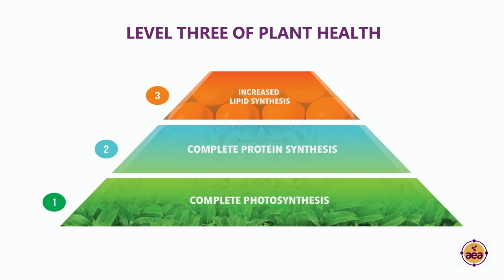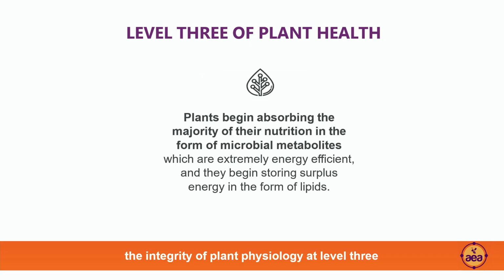Then I started asking questions. One of the things we observed is that when plants have surplus levels of energy and abundant, increased lipid synthesis, you can actually see this visually on the leaf, as a glossy, waxy sheen on the leaf surface. That glossy, waxy sheen, this wax expression, is an expression of abundant lipid synthesis. So what does it take to get here? In order to get to level 3 of plant health, plants must absorb the majority of their nutrition in the form of living microbes or microbial metabolites. As I described yesterday, there is the rhizophagy cycle and rhizophagy process.